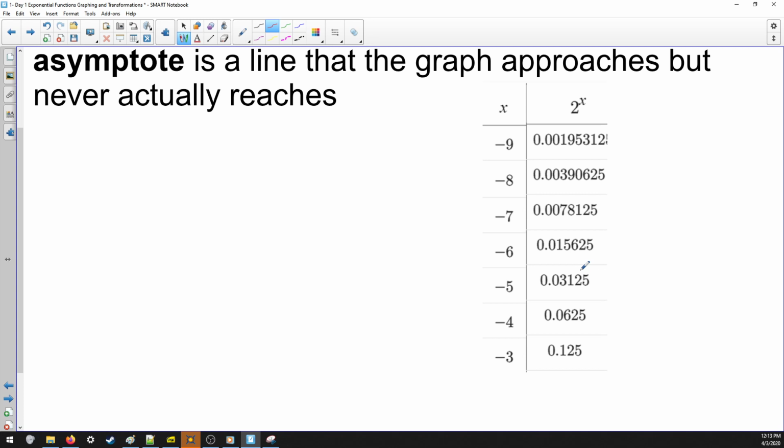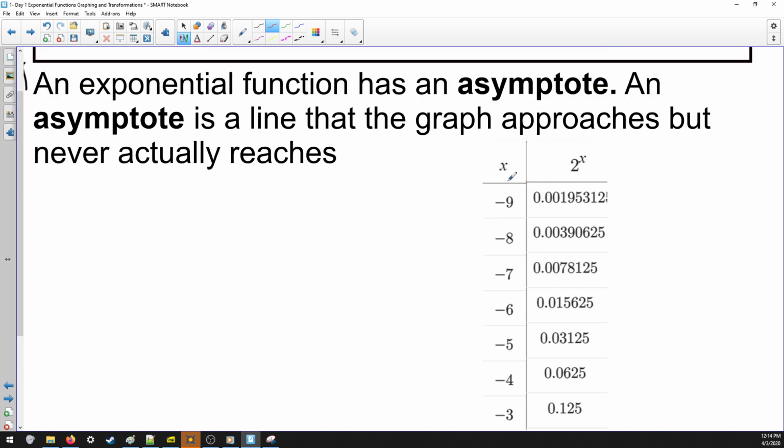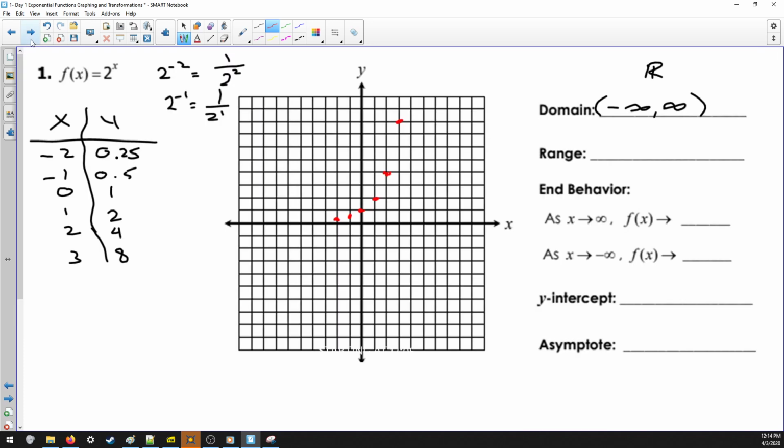And if you keep dividing by 2, the numbers will get smaller and smaller and smaller, right? We'll keep cutting it in half and cutting it in half, but we're never actually going to make it equal 0. We're just going to get very, very close to 0. And that's what I mean by the graph approaches but never actually reaches, right? This number is getting really close to 0, but it's never actually getting to 0, okay? So that's what's going to play into our end behavior here, okay?